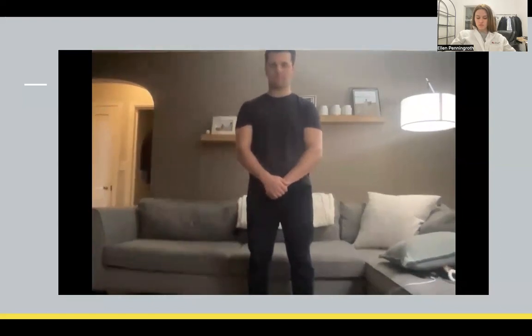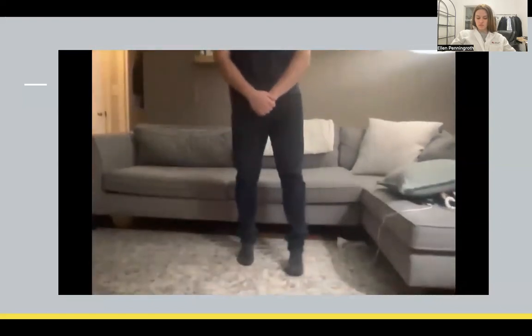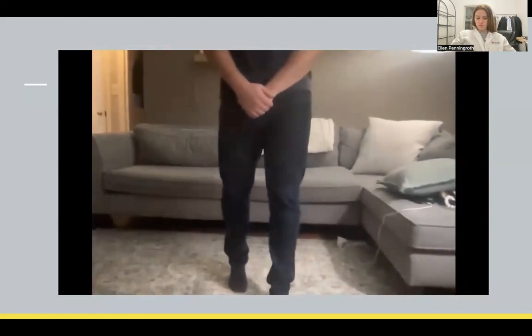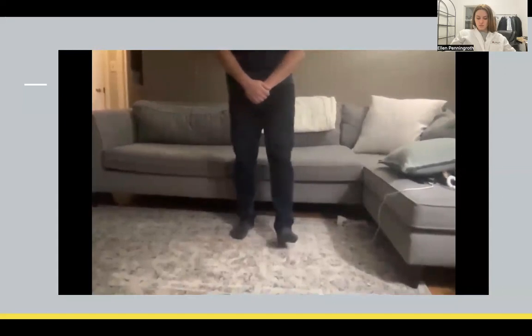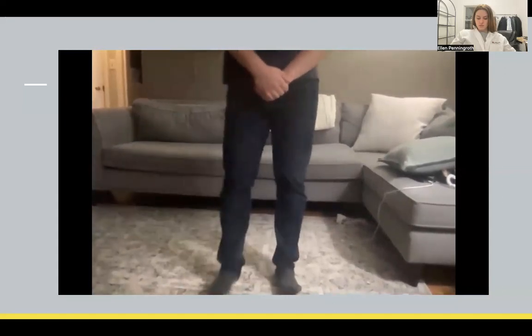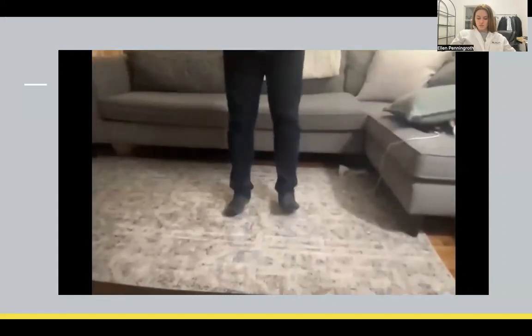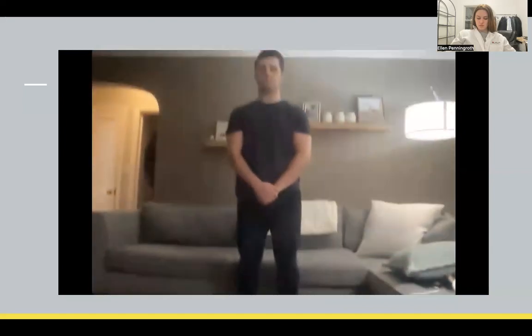We'll ask them to walk on their tiptoes to begin with. And if one foot is dragging or not up, that can indicate L5 involvement. Then we'll have the patient walk on their heels. And any asymmetry here, or if one foot is dragging, that can indicate S1 involvement.